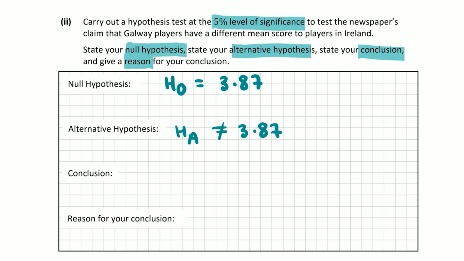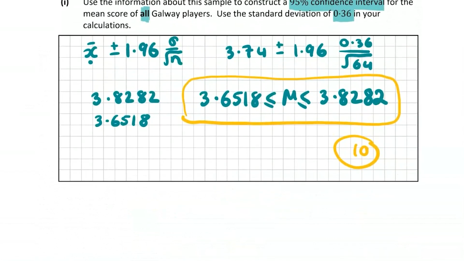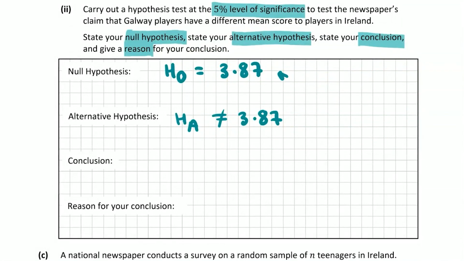We can conclude that from our 95% confidence interval, 3.87 is not actually within this confidence interval. So that means that the mean for Galway is different. So we reject the null hypothesis. We reject that it is 3.87. We accept HA, the alternative hypothesis.